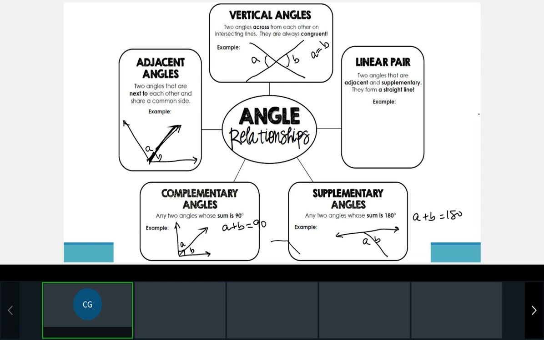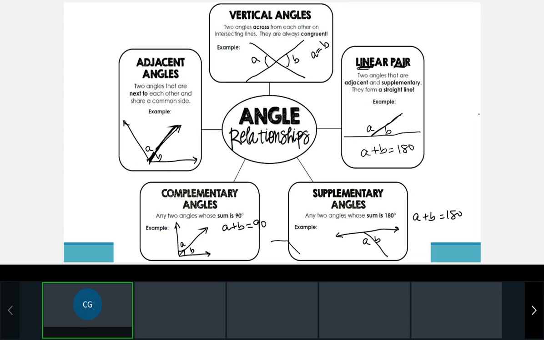A linear pair are two angles that are adjacent and supplementary. They form a straight line. So I have a line, two angles forming that line. They're adjacent because they're sharing a side, and they are supplementary because they add up to 180. So a linear pair, see the word line? Pair means two. So a linear pair are two angles that form a line.